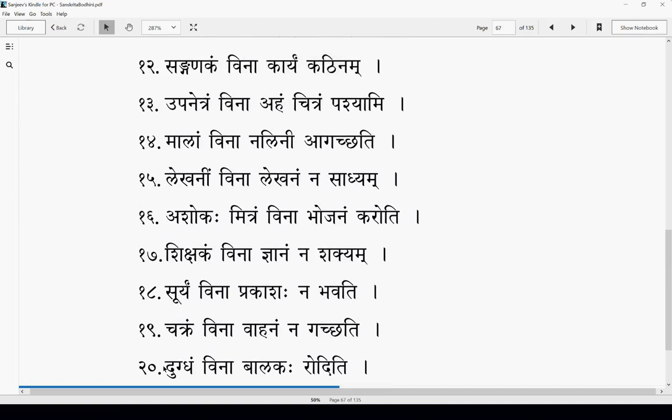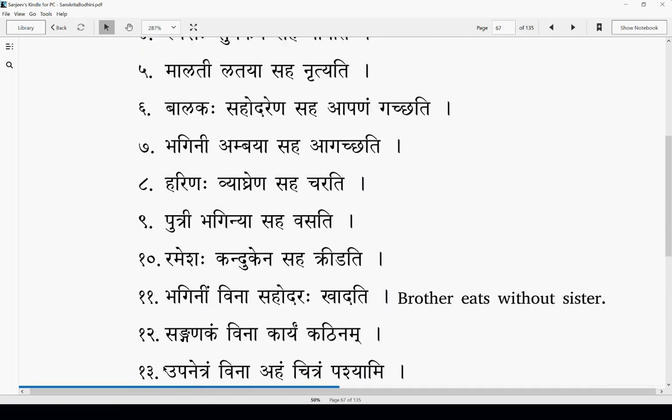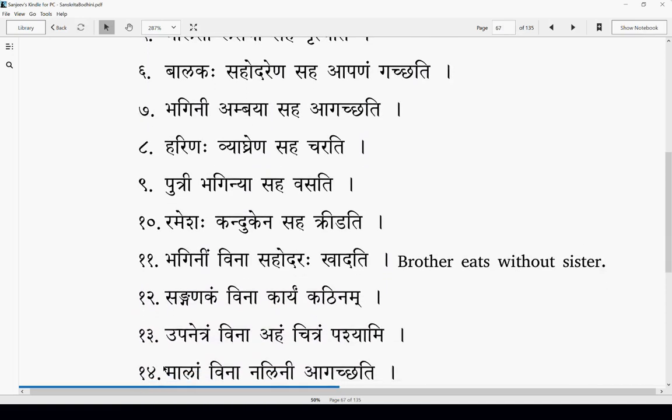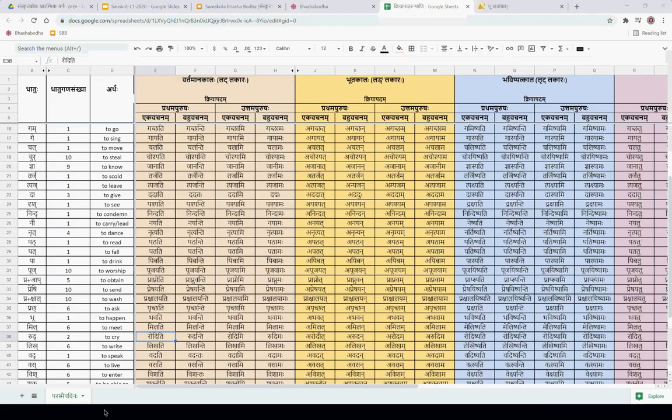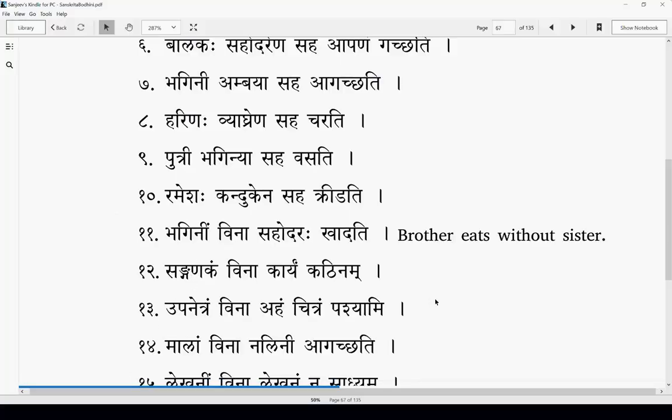Okay, so otherwise we can stop here today. But the plural is rodanti. Rudanti, yeah. Shakyam is what? Shakyam is possible. So sadhyam is possible to achieve. Shakyam is possible to do.